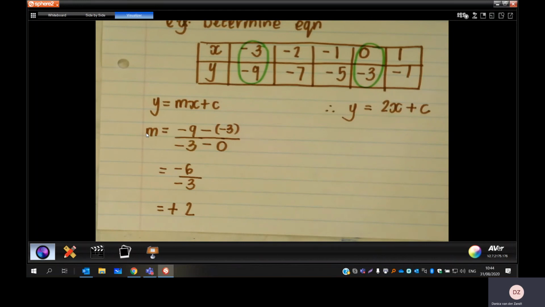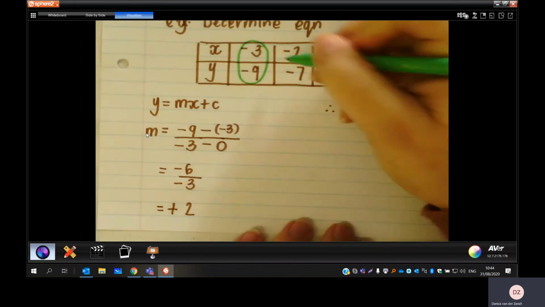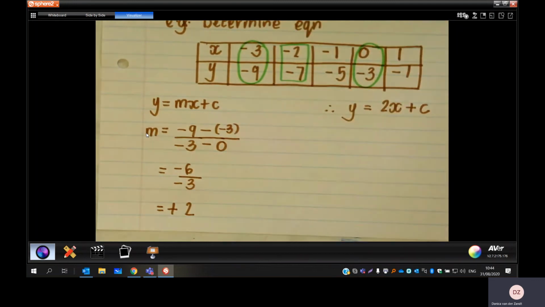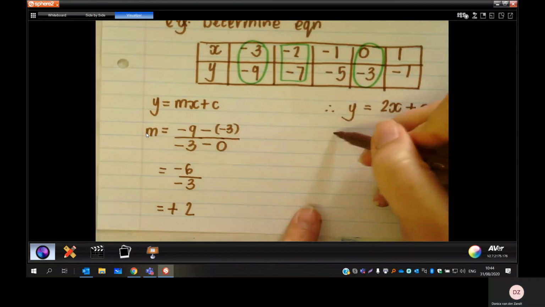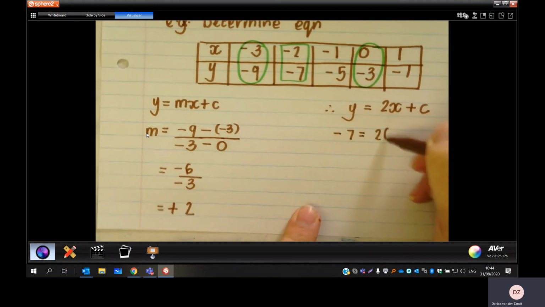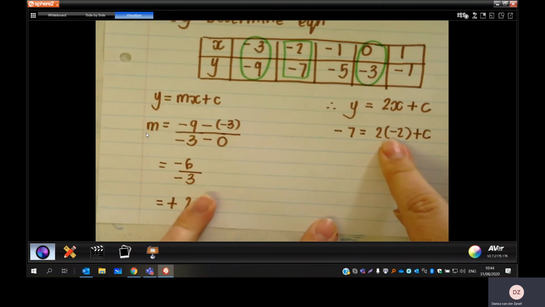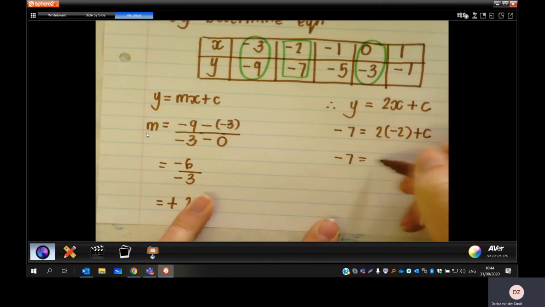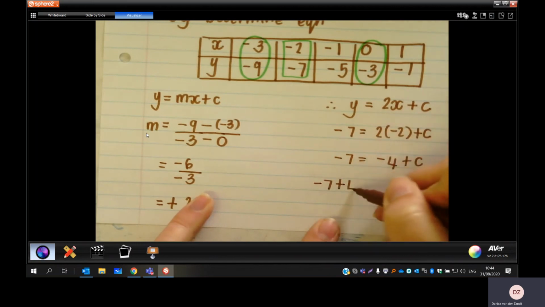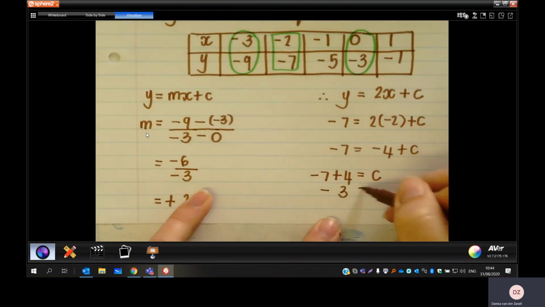Now, Eden, choose a third point for me. It can be the same, can be anything else. -2 and -7. So substituting that in, -7 for y, -2 for x, plus c. 2 times -2 is -4. Take my -4 over, becomes +4. -7 plus 4 is -3. And finally, I will get y equals 2x minus 3.